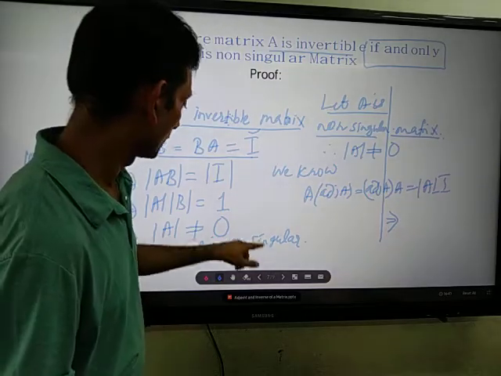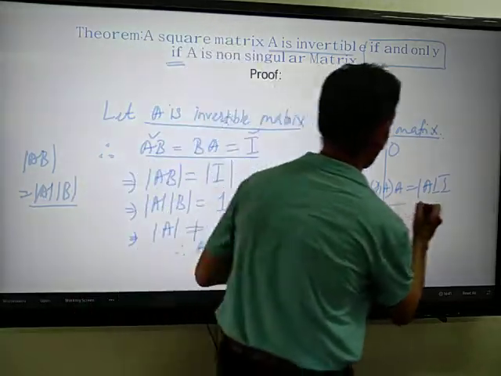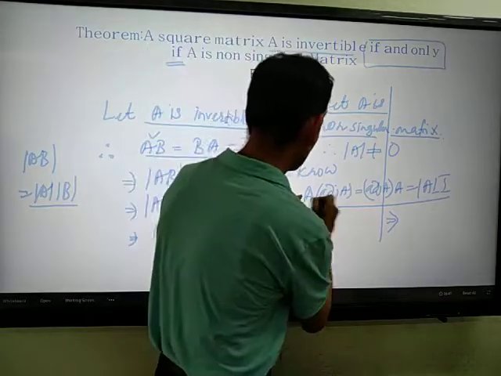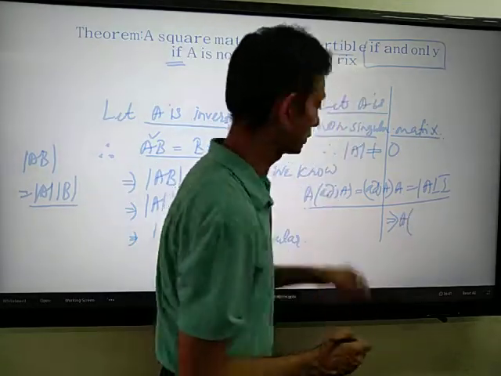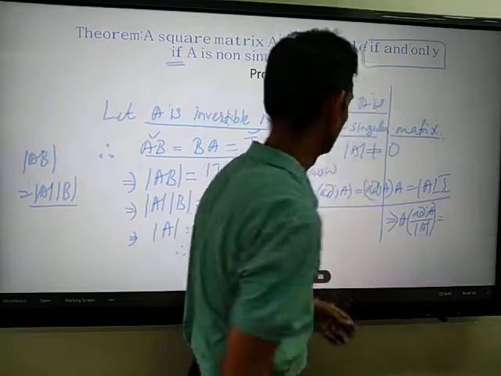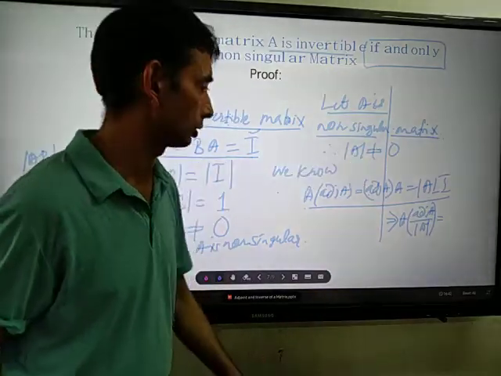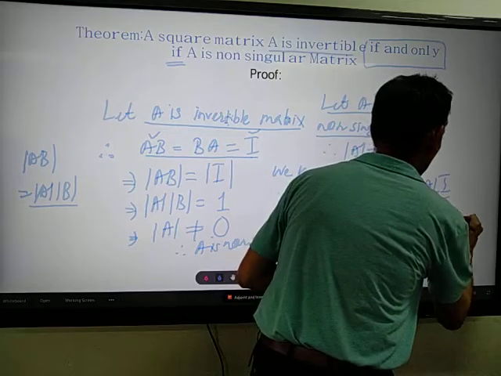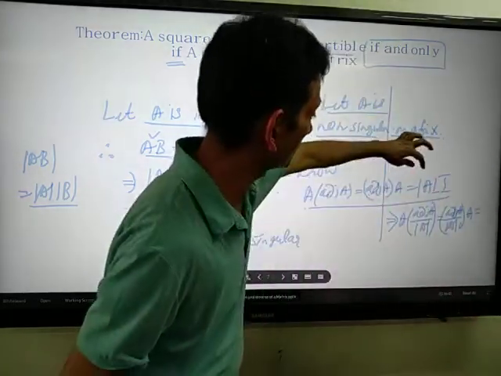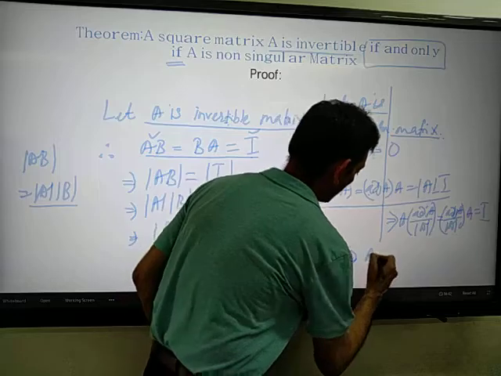Since we are assuming that determinant A is non-zero, we can divide these steps by determinant A. So we divide adjoint of A by determinant A; each and every term is divided by determinant A, which is allowed because determinant A is non-zero. The right hand side, since you are dividing, will be only I. So this implies A times adjoint of A by determinant A equals I.